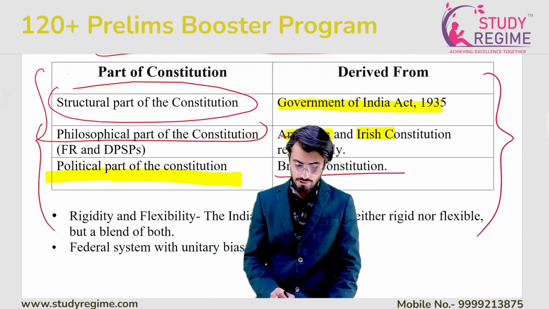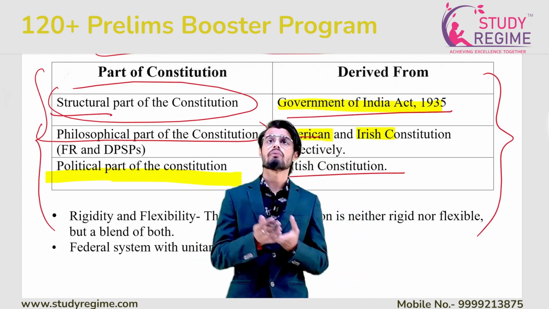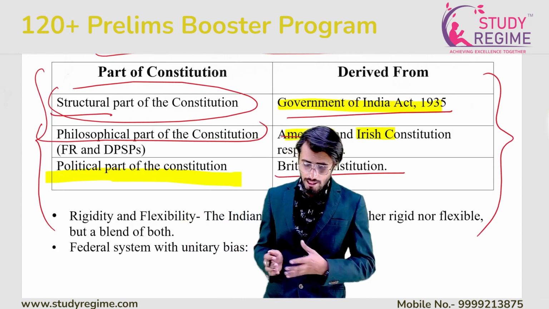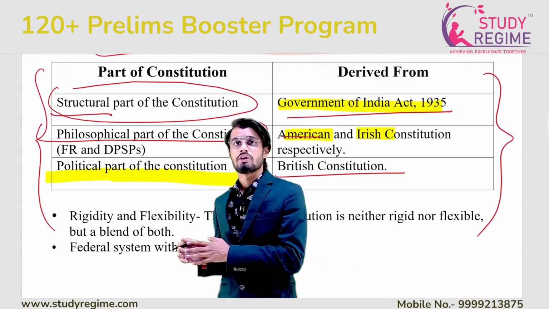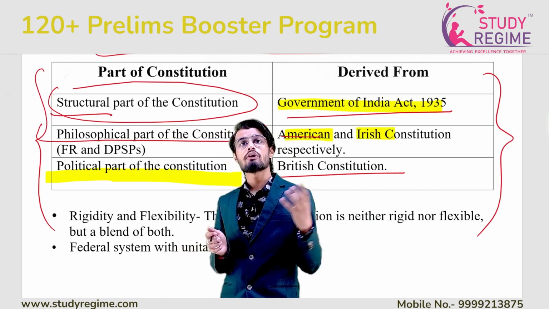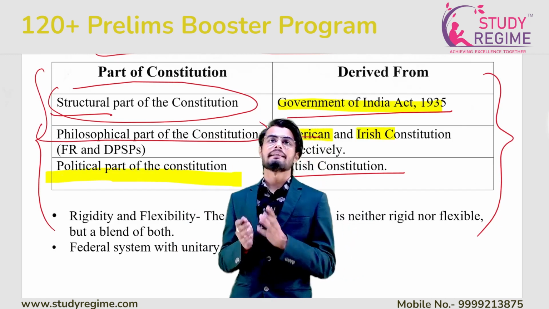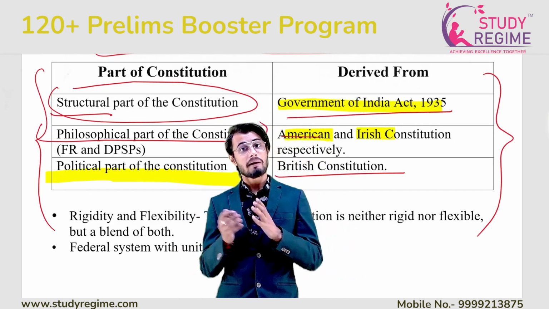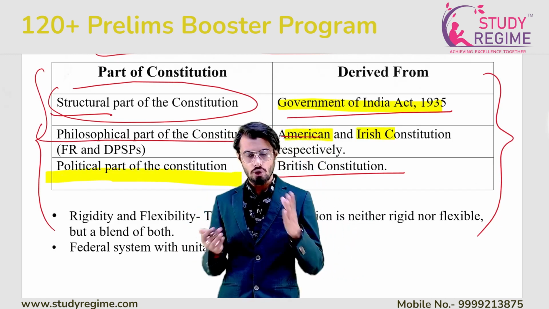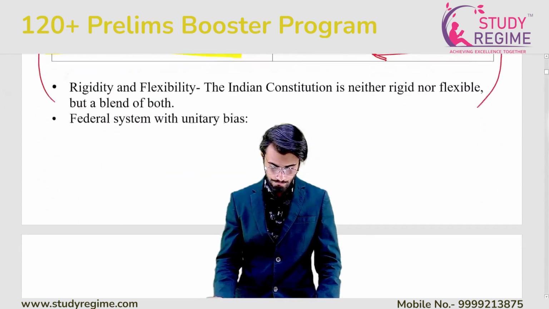If someone asks the structural part, then we do have the structure is very simple, derived from Government of India Act 1935. Philosophical part is derived from American and Irish constitution respectively, because you can say the first light of democracy came from those constitution. Political part, that is, I have already told you that parliamentary sort of constitution is all totally framed on British constitution. Okay, so let's go ahead.